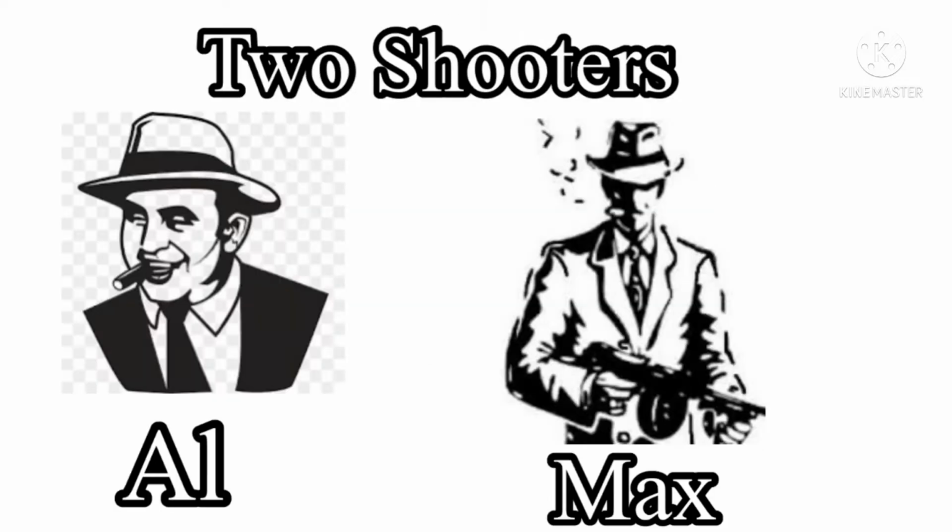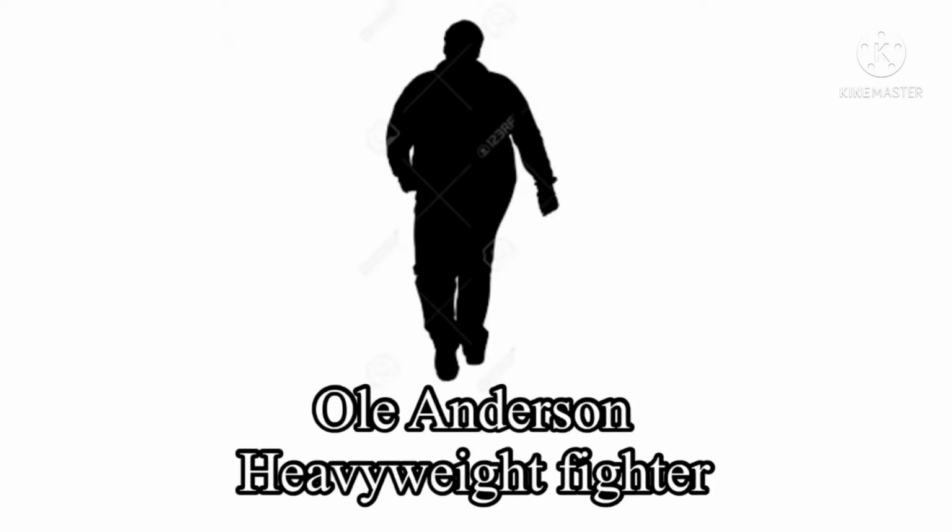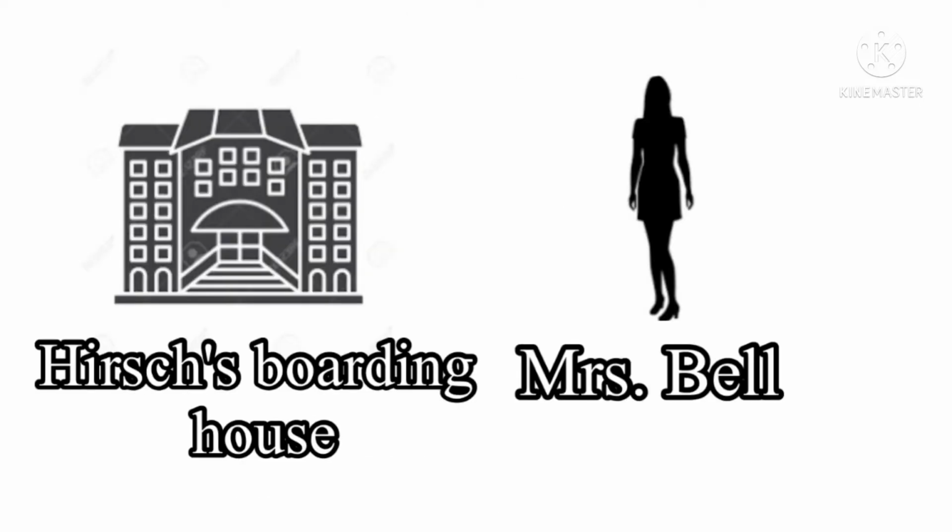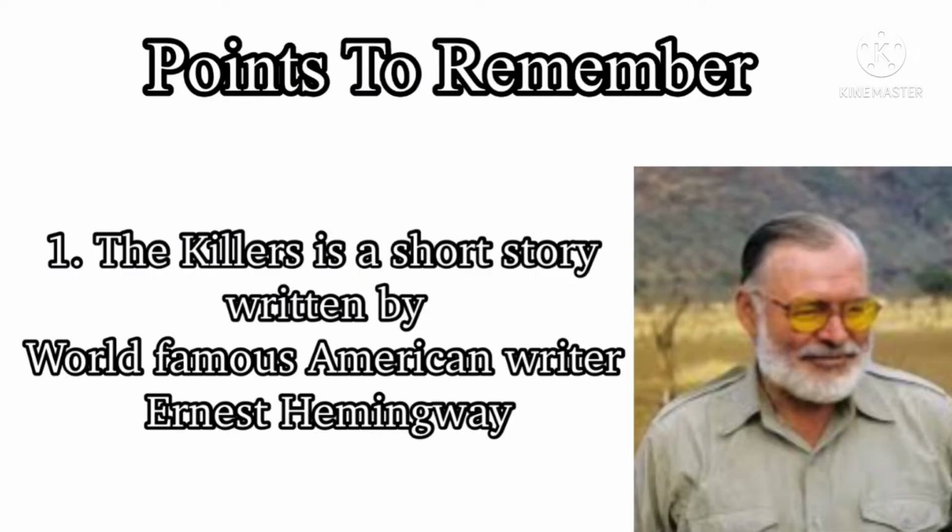In the next category of the shooters, Al and Max are the 2 sharpshooters who were there in Henry's Lunchroom to shoot Ole Andreson. Ole Andreson lies in the third category of the victim and he is a Swedish heavyweight fighter. Next in the story, you'll come across Hirsch's boarding house, which is a place where Ole Andreson was staying, and Mrs. Bell, who was a person taking care of the boarding house on behalf of Mrs. Hirsch.